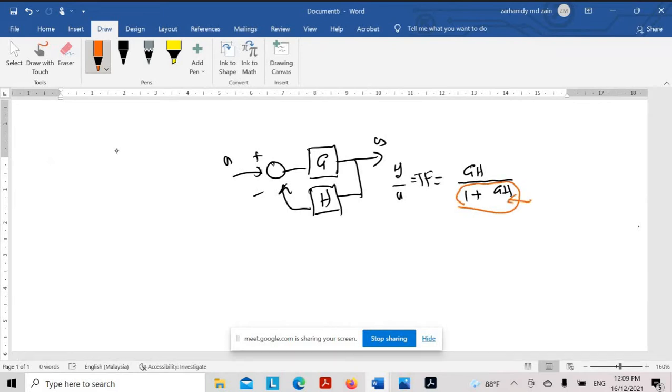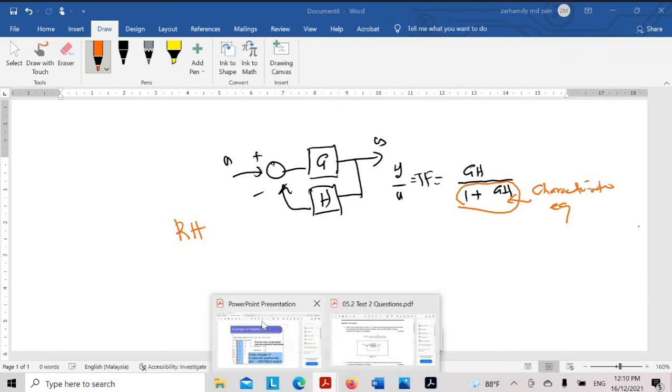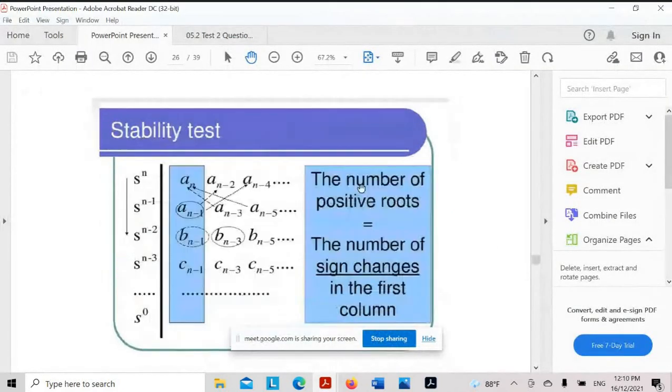So this is the characteristic equation. We will do some analysis on this equation. Last lecture we concentrated on the Routh-Hurwitz method, which is here.